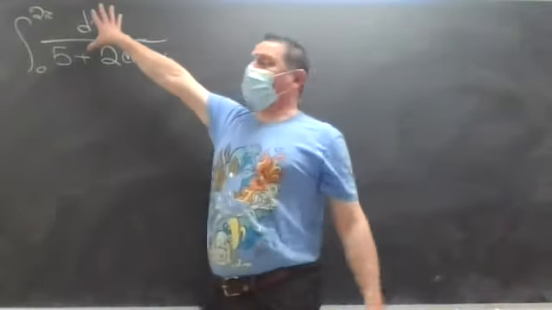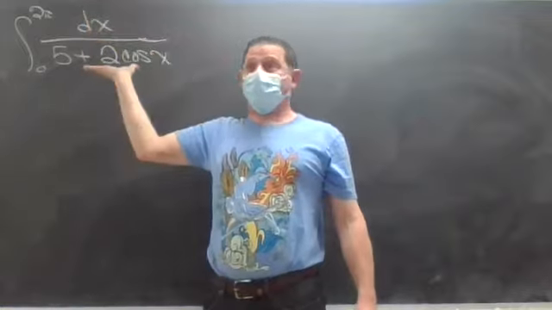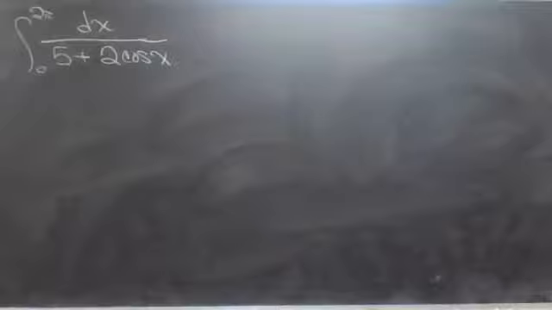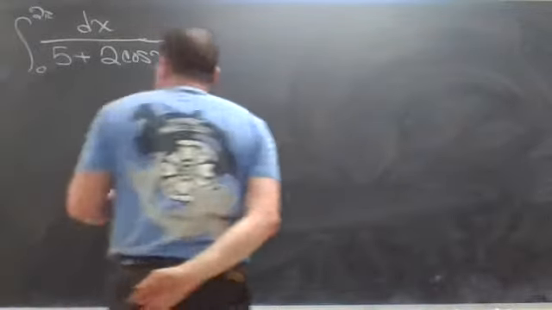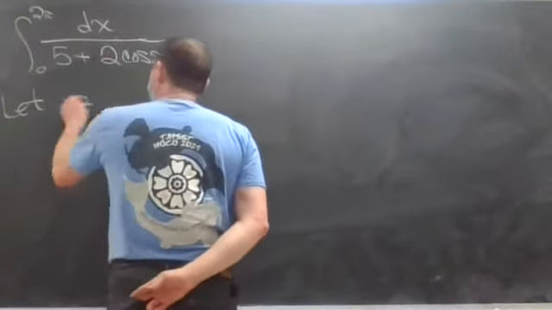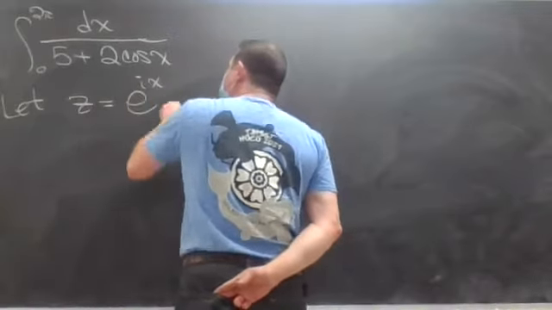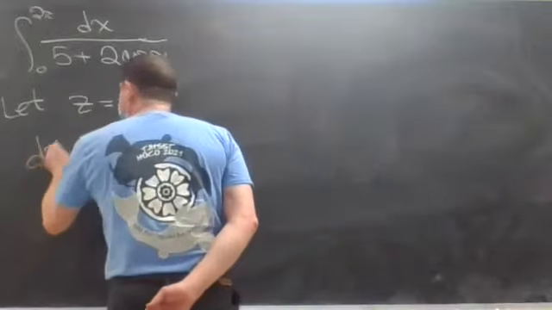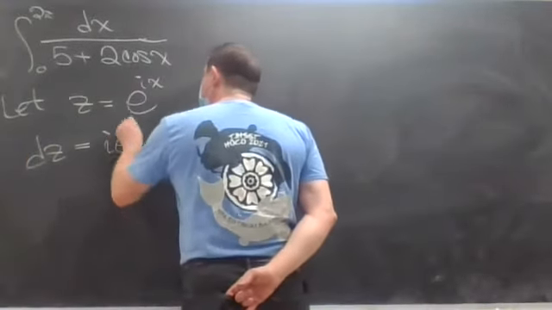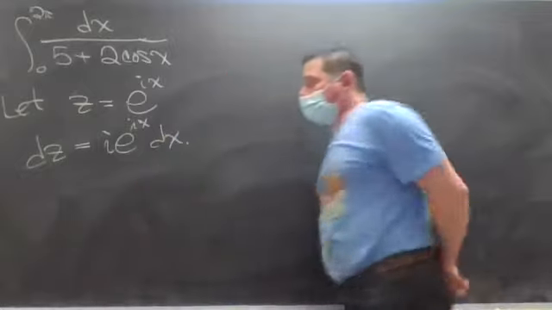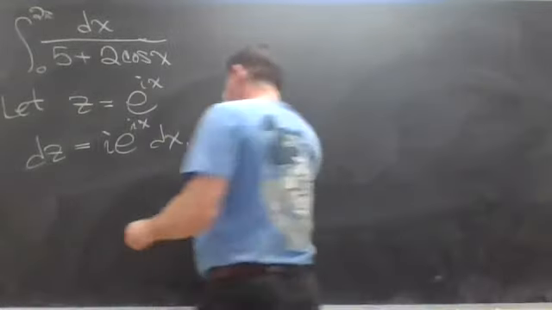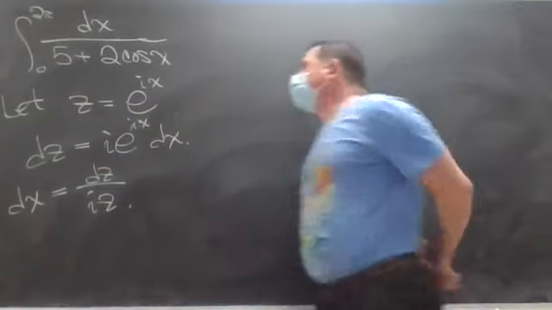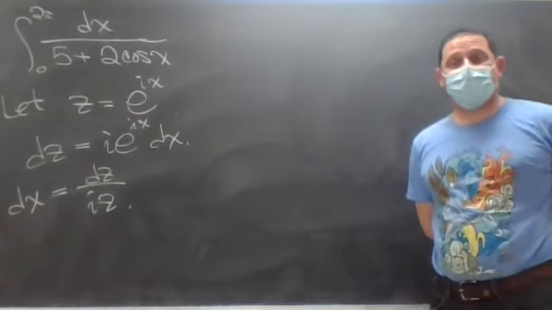All right, so supposing we wanted to determine the value of this integral. This is a trigonometric integral that we can find the value of by using complex analysis. So what I'm going to do is let z equal e to the i x. That means that dz is equal to i e to the i x dx, or dx is equal to dz divided by iz.